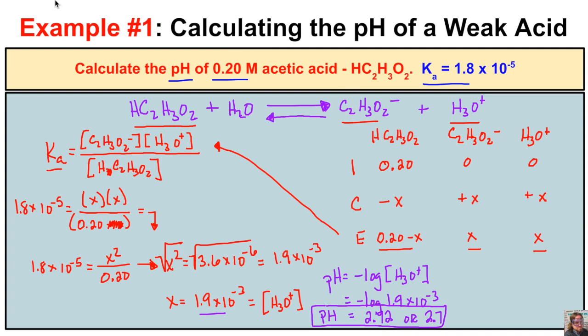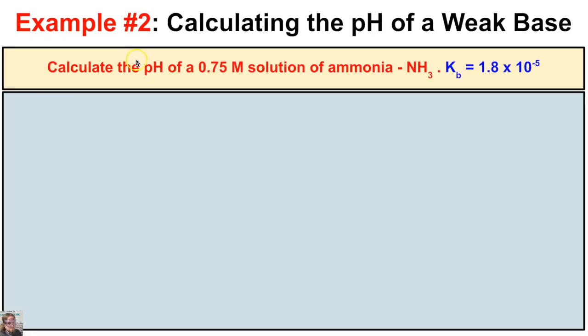Let's take a look at another example where we can calculate the pH of a weak base. In this second example, it says to calculate the pH of 0.75 molar solution of ammonia, or NH3. And if we look on a table of Kb values, we can see that the Kb value for our NH3 here is 1.8 times 10 to the negative fifth. So the very first thing that we have to do is write the chemical reaction for what happens to NH3 when we put it in water.